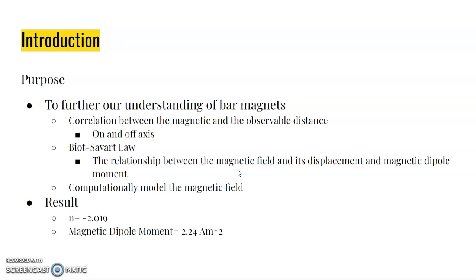The purpose of this lab is to further our understanding of bar magnets and permanent magnetic dipoles. By doing so, we can first look at the correlation between the magnetic field and the observable distance, both on and off axis. We will also take a look at the Biot-Savart law, which explains the relationship between the magnetic field and its displacement and magnetic dipole moment. And finally, we'll be computationally modeling the magnetic field.